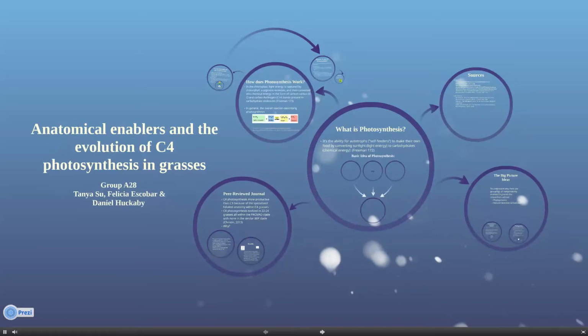Anatomical Enablers and the Evolution of C4 Photosynthesis in Grasses examines the reasons why some plant species have the tendency and capacity to help facilitate the evolution of C4 photosynthesis. Before diving into the findings of the paper, let us first address the question of, what is photosynthesis?